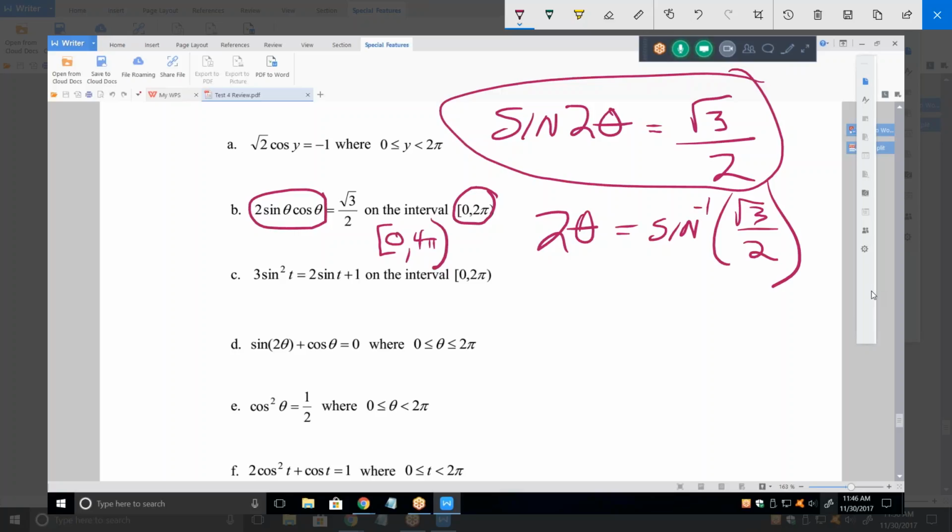And I have to give all answers. That means my first quadrant, my second quadrant, my fifth quadrant, and my sixth quadrant, because I'm going out to 4 pi. I'm going 2 unit circles, because the domain of 2 theta is 2 unit circles. It's 0 to 4 pi. So what is 2 theta going to be equal to starting first quadrant? What angle is the sine equal to root 3 over 2?